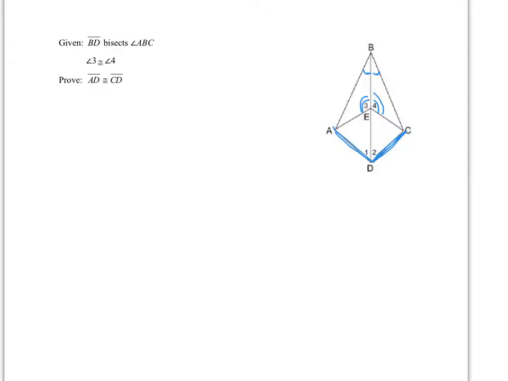Another option, we could get these big triangles congruent. Again, CPCTC over here will get us there. And then we would have side, angle, reflexive side for the big triangles. That's actually a shorter way because we don't have to deal with the subtraction or the congruent supplements here. But again, multiple ways to do these detours.